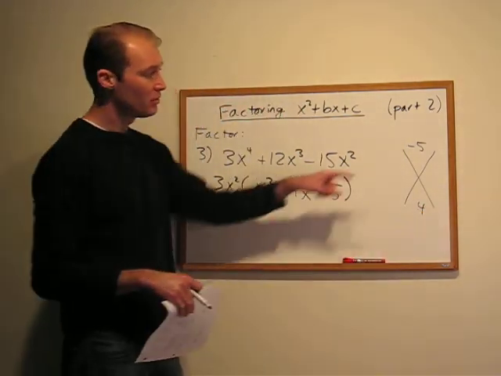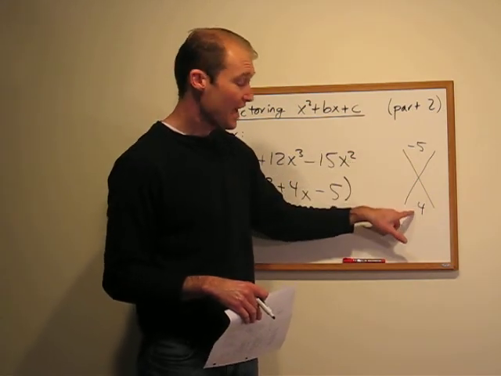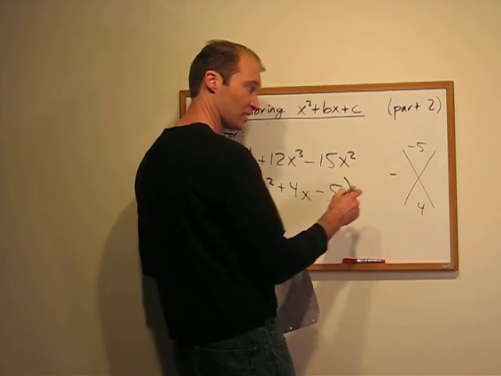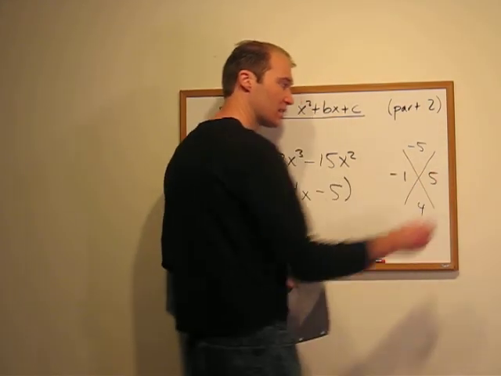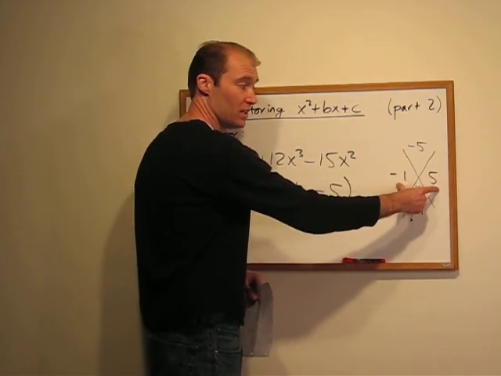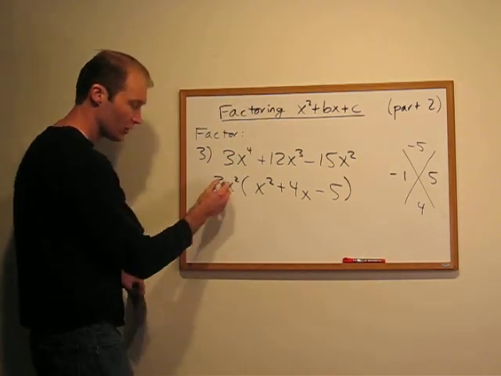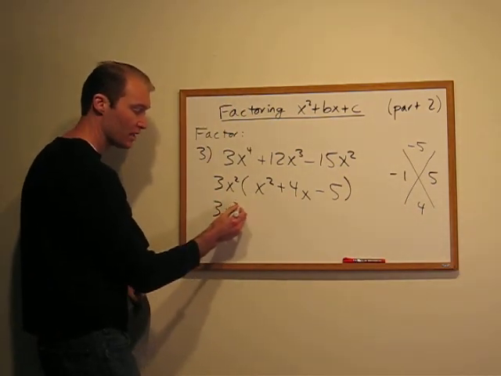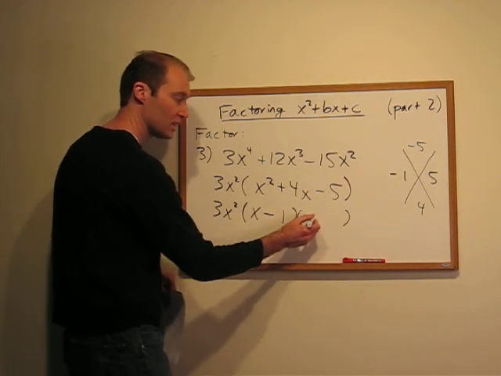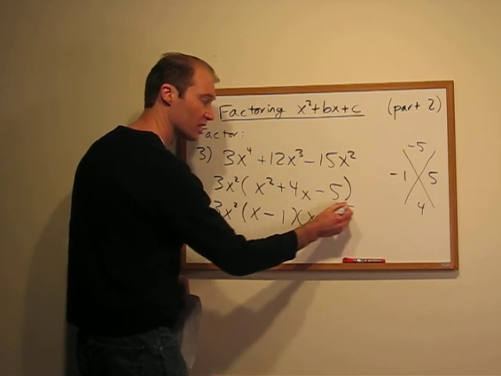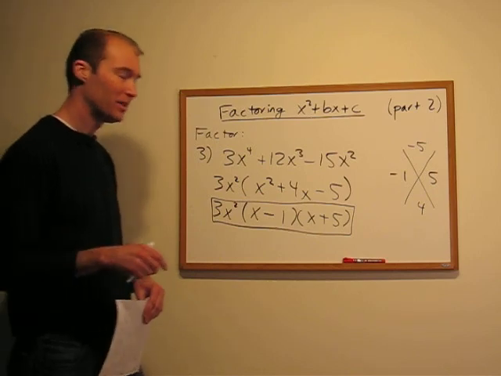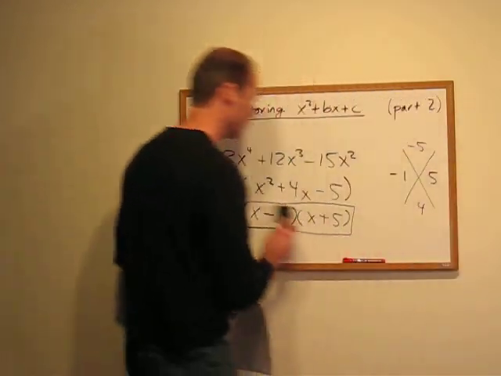I'm looking for two numbers that multiply to negative 5 and add to positive 4. Those two numbers have to have opposite signs. Looks like negative 1 and a positive 5 will do the trick. Negative 1 times 5 is negative 5. Negative 1 plus 5 is 4. Go ahead and keep the 3x squared, and then let's split this up as x minus 1 times x plus 5. Again, that could be written in either order. All right, one more problem. One more problem that's a bit of a curveball.